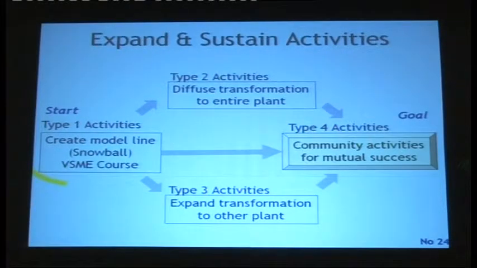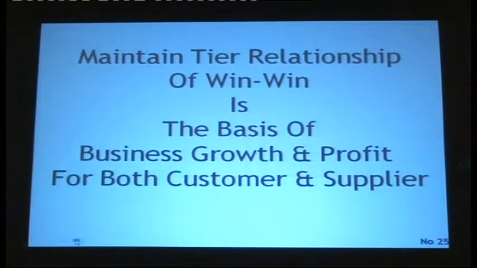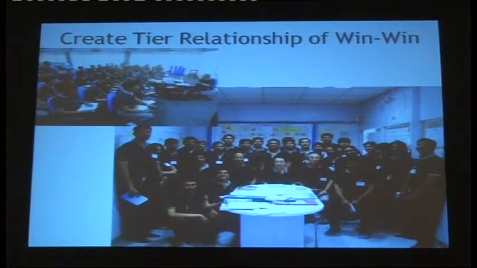So the snowball is a starting point. Then the next step is to diffuse your snowball into your entire plant or to expand your snowball to other plants. And then all of these participants of tier ones and tier twos will organize community activities. This is our goal. Through the community activities, they will sustain their systems as well as their improvement activities. Maintaining a tier relationship of win-win is the basis of business growth and profit for both customers and suppliers. Therefore, what we have done is create a tier relationship of win-win.